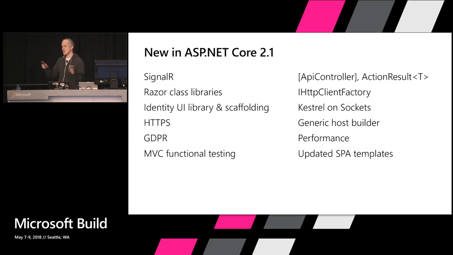Now, of course, there's a whole bunch of other new stuff in this release, not just SignalR. Razor class libraries are a way where you can take your web UI, like your Razor pages and your MVC views, and compile them into a reusable library. In fact, you can then package it up as a NuGet package and share it on NuGet.org so that all your friends and colleagues and the community can take advantage of your good work. We've even started using this feature ourselves.